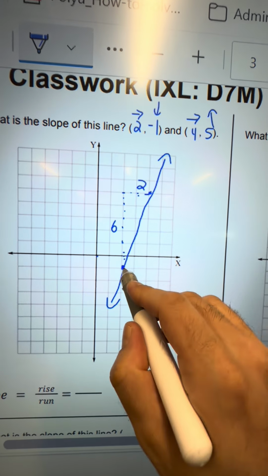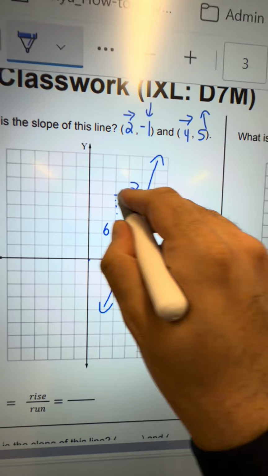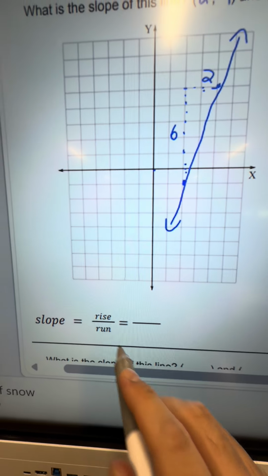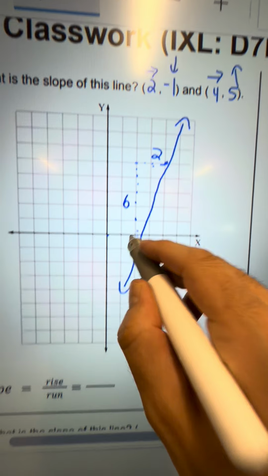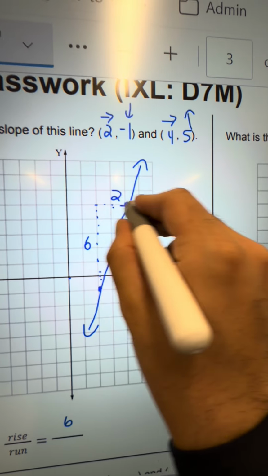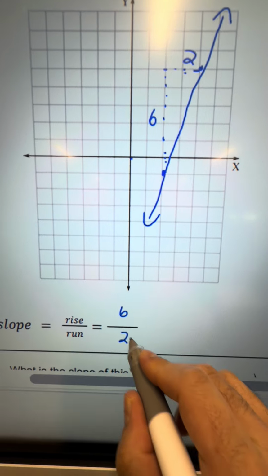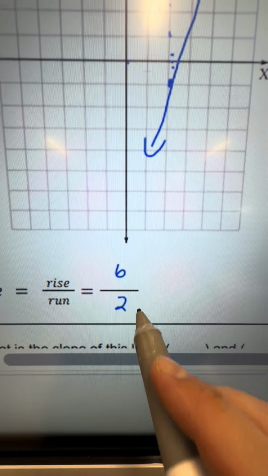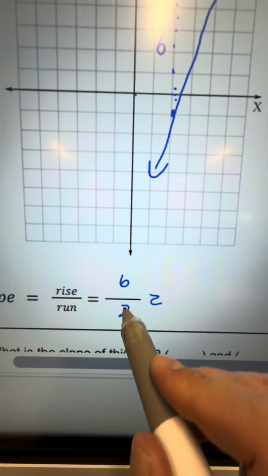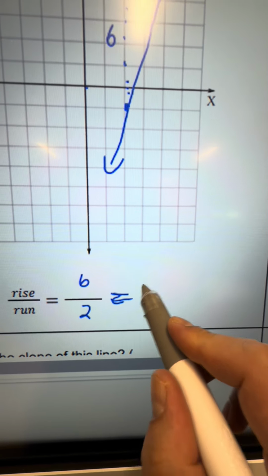So make sure you put down the rise and the run, so I can see how you're getting that information for this. So my rise again is this piece here, which is 6. The run is this piece here, which is 2 units. And make sure you simplify your answers, which in this case, I can actually divide this. 6 divided by 2 is equal to 3.